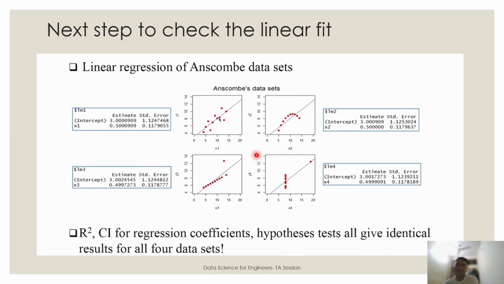Okay. Another way, where I want to give another glimpse of things. The next step is to check the linear fit. This is the Anscombe data set, and this is the linear regression of the Anscombe data set. The Anscombe data set is a data set having different patterns, but you get the same results. It is given here to give a glimpse of that.